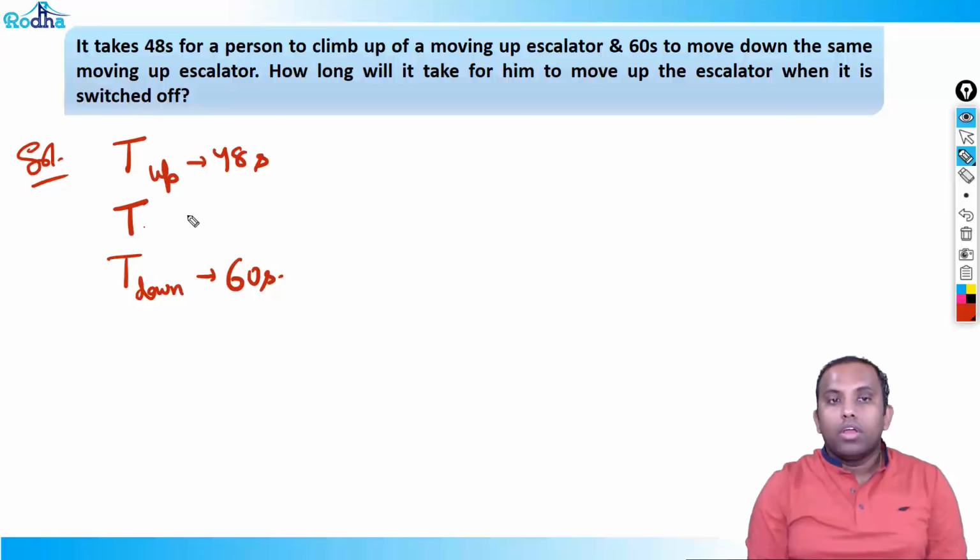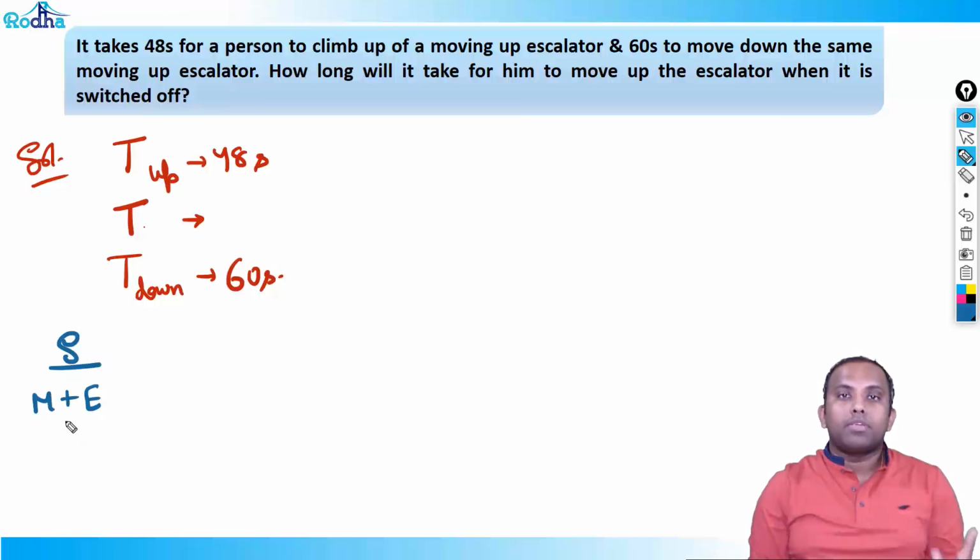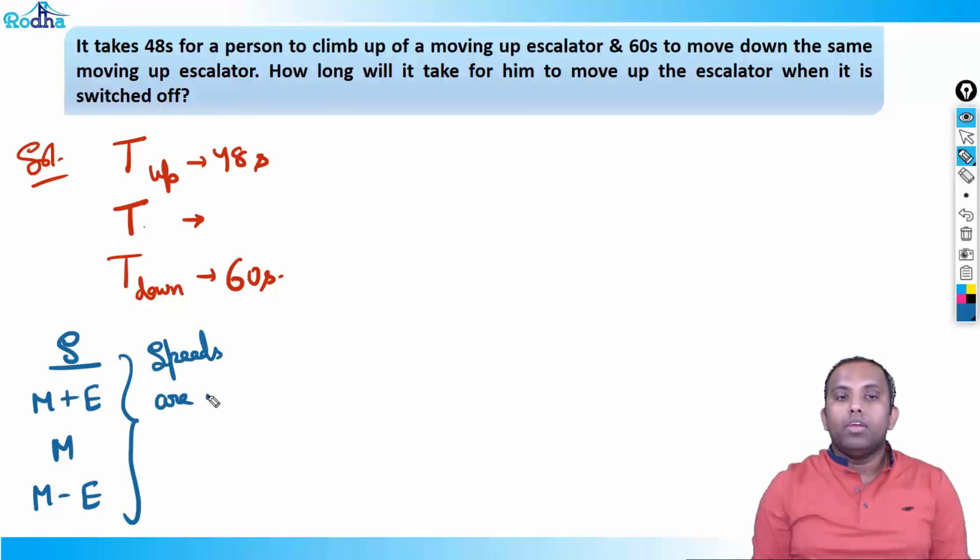This corresponds to the same thing we discussed in the last slide. Effective speed, man going with the escalator: man plus escalator. The man's speed is m steps per second, the escalator's speed is e steps per second, and it adds up. When the escalator is switched off, only m. When the man is going against the escalator, m minus e. So obviously the speeds are in AP in these three cases, and therefore the three times will be in HP.